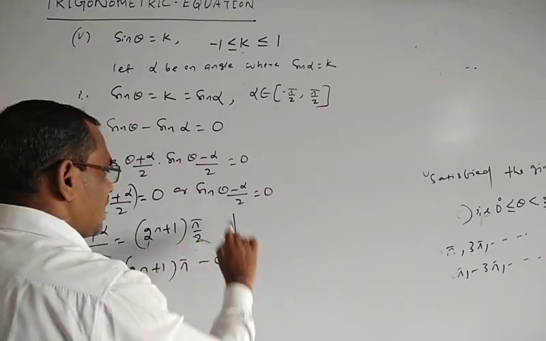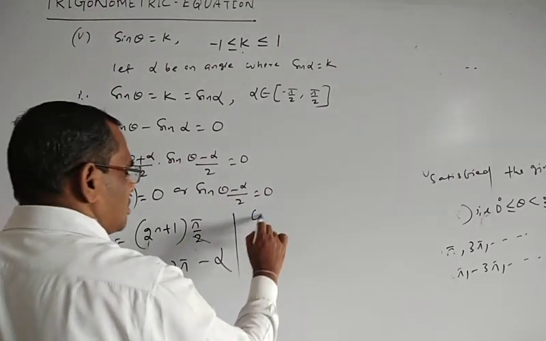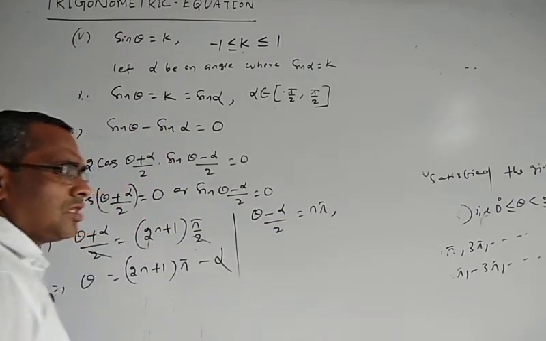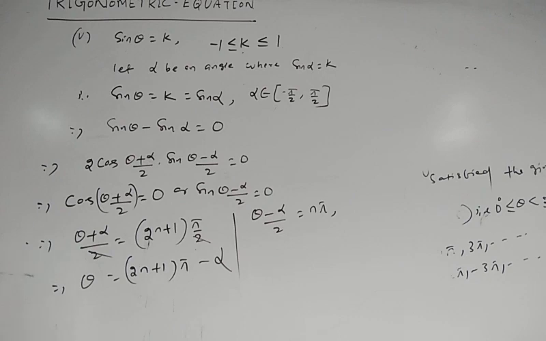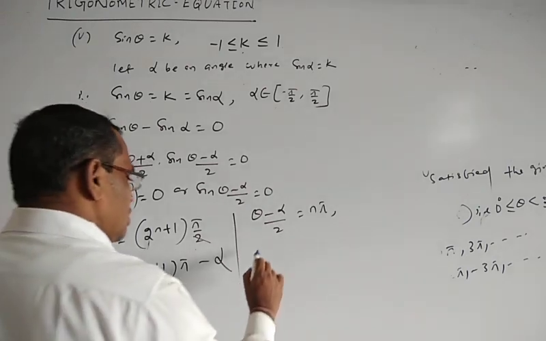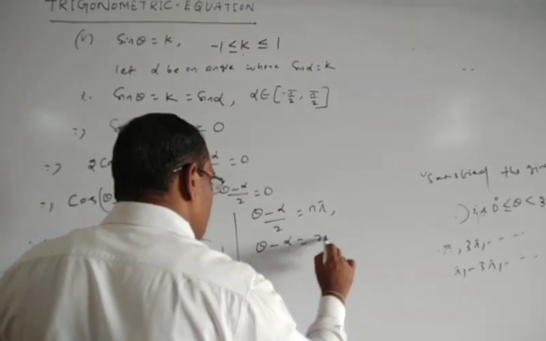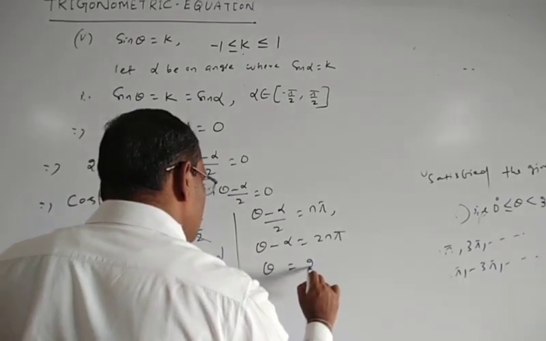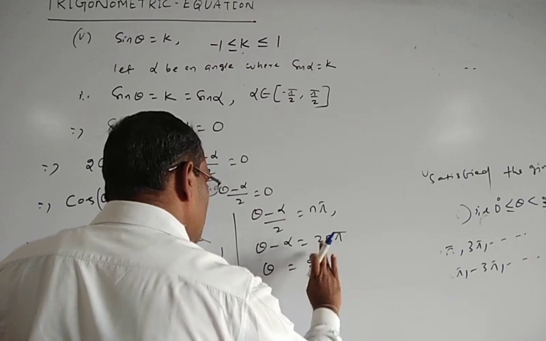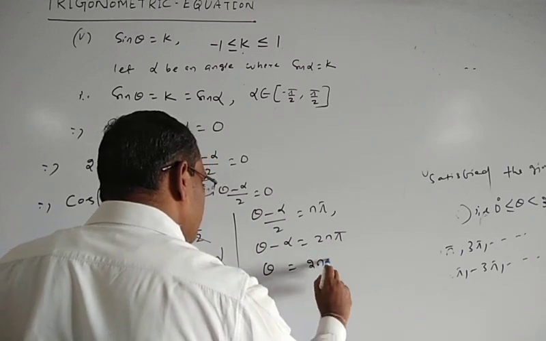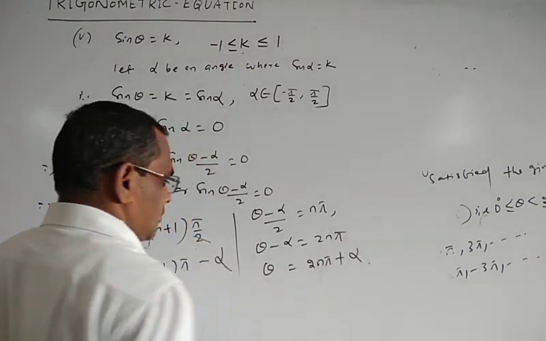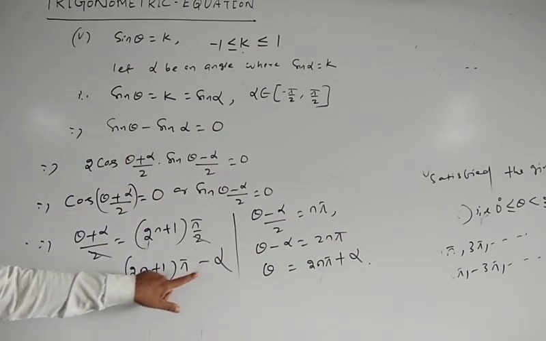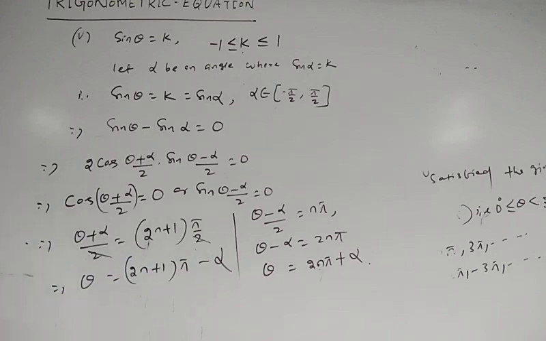Here sin of (theta minus alpha)/2 is equal to 0 means (theta minus alpha)/2 is equal to n pi, where n belongs to the set Z. You know sin theta is equal to 0 means theta is equal to n pi. So theta minus alpha is equal to 2n pi, and theta is equal to 2n pi plus alpha. So theta is equal to (2n plus 1) into pi minus alpha, and theta is equal to 2n pi plus alpha.